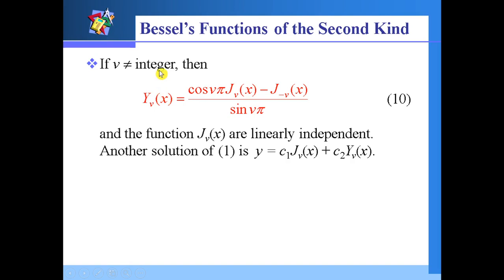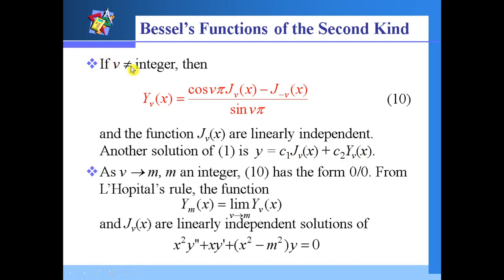If v is not equal to an integer, then Y v of x is equal to cos v pi J v of x minus J minus v of x, over sin v pi, and the functions J v of x and Y v of x are linearly independent. Another solution of the Bessel equation is y is equal to c1 J v of x plus c2 Y v of x.